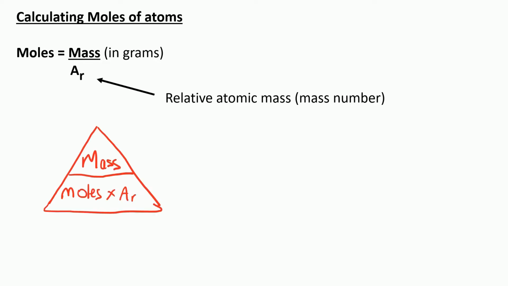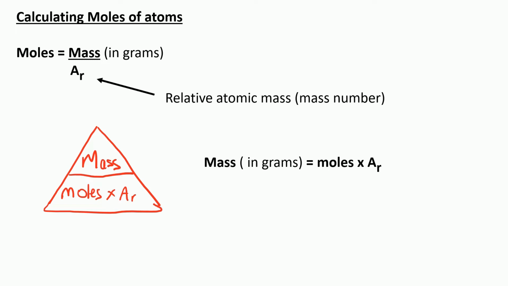So to calculate how many moles of atoms we have, this is the formula you really need to memorize. Moles equals mass in grams divided by AR, and we're remembering that the AR is the relative atomic mass or the mass number on the periodic table, the top number. So if we put that into a triangle to help us rearrange it, mass is above AR, so mass goes at the top of the triangle, and underneath we have moles times AR. So that means if we were asked to work out the mass, cover up mass in the triangle, and that means mass in grams is moles times AR.